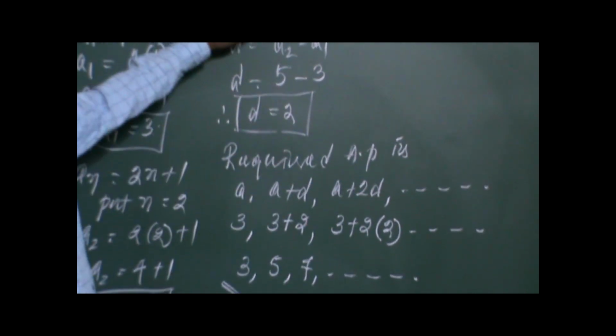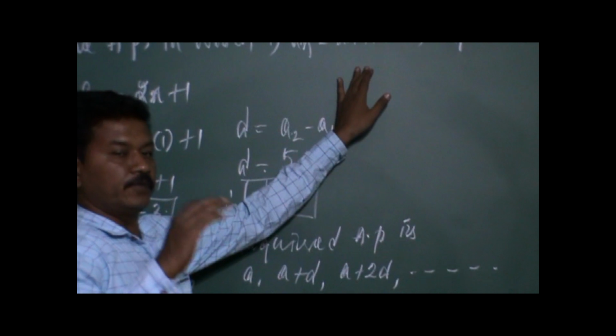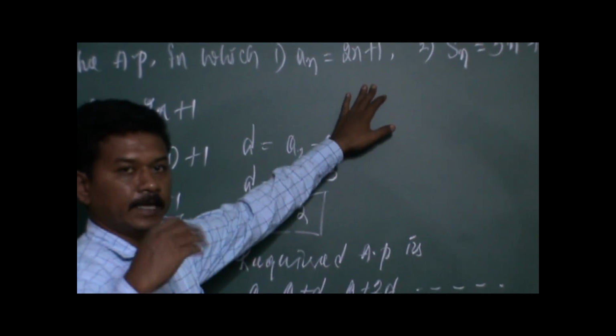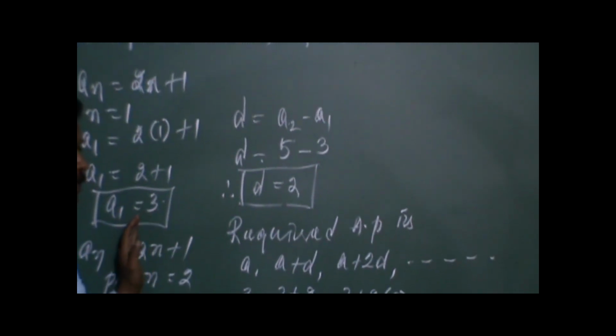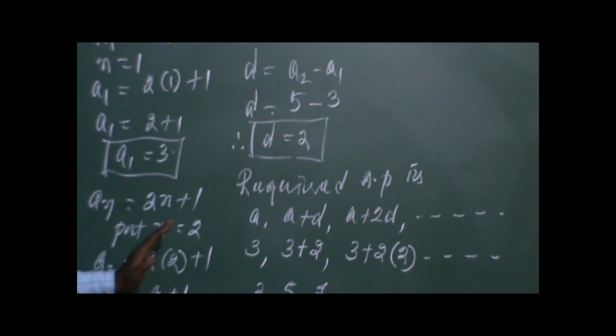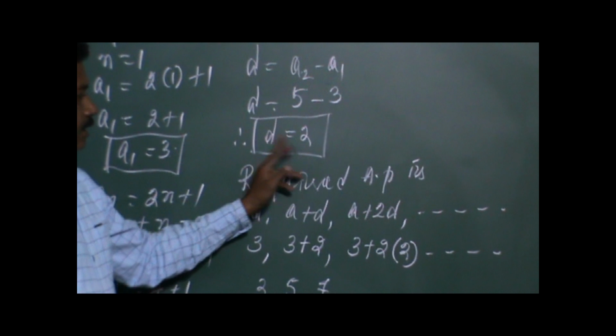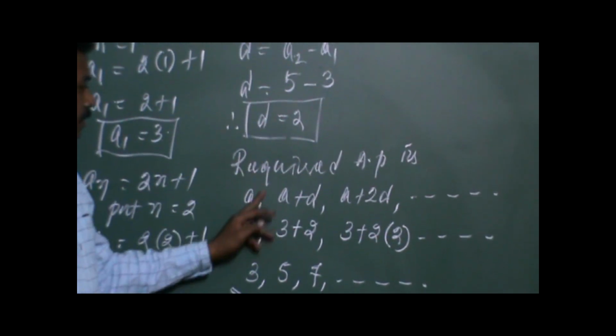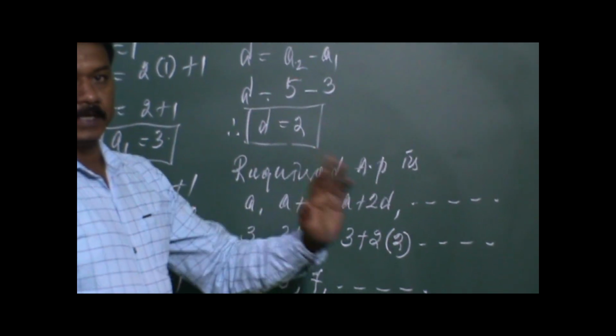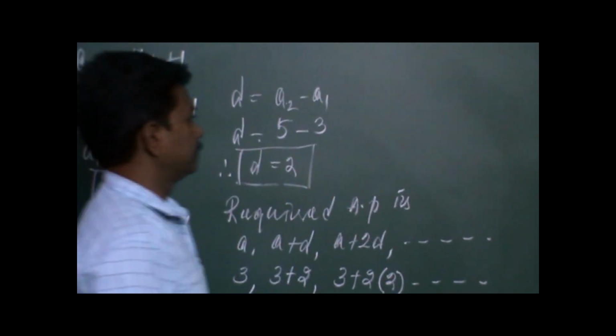So when the nth term of an AP is given, if you are asked to find out the AP, then find out the first term, find out the second term, subtract the second term, that is do A2 minus A1, you will get d. Using a and d, reach the required AP. We'll go with the next one.